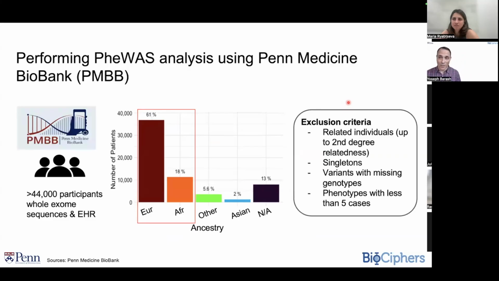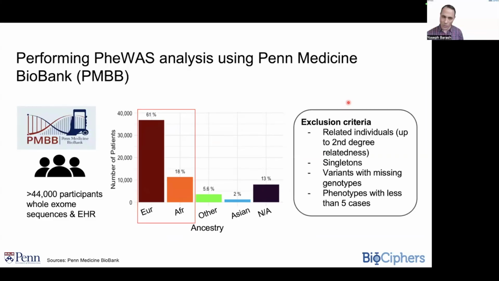Can we find new stuff? This is all the stuff in ClinVar. That's what people know. Maybe we help them annotate this. That's good, but can we find new stuff? So we did what's called PheWAS, Phenome-Wide Association Analysis, and we used the Penn Medicine Biobank for that. This is an old slide. The number of sequenced participants is well over 44 now. There's a breakdown between different ancestries here, and we focused on European and African just because of power in terms of the number of samples, and of course we had to exclude related individuals, etc.